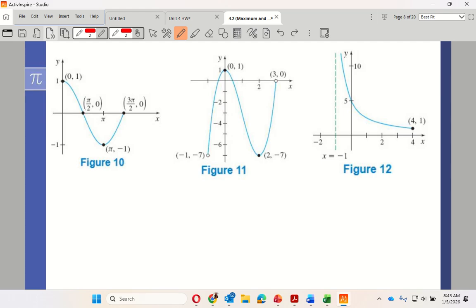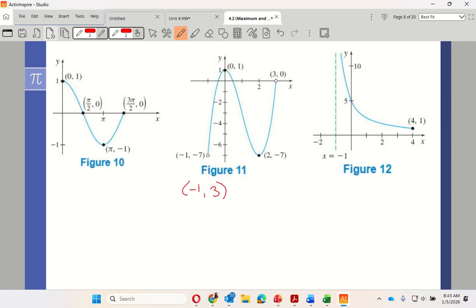Do we need to redo the first one? No, because it's the same as what we had, right? Okay. All right. What about figure 11? Domain. How am I opening it? Parentheses -1 to 3. Yeah. Close parentheses.